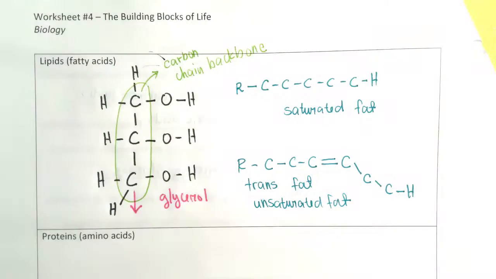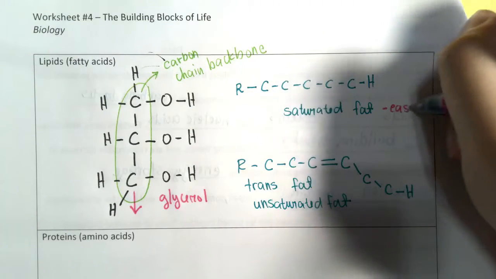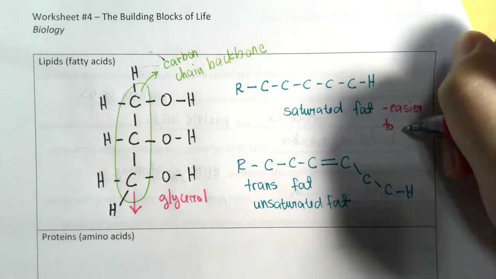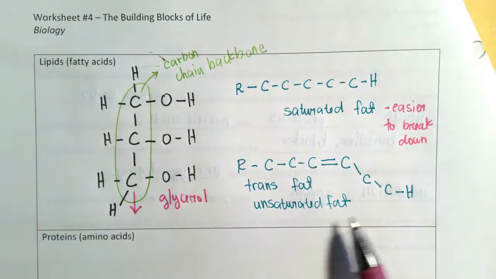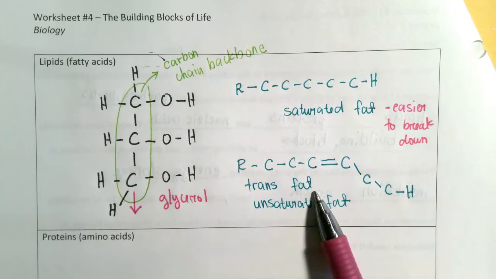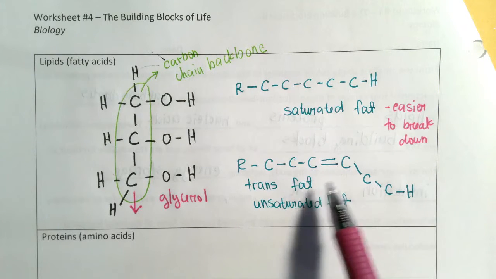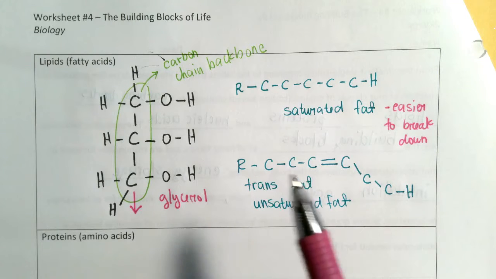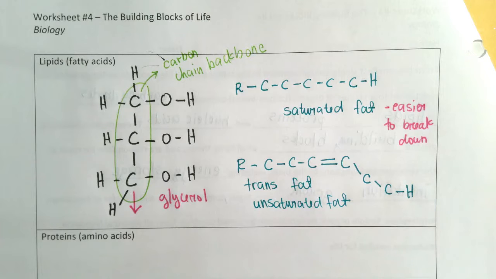One of the key differences would be this type of fat, saturated fat, is easier to break down compared to an unsaturated fat or trans fat. So in terms of food, it's not recommended to have a large intake of trans fat because it is not easy for our body to digest, so then it kind of just pulls together, versus saturated fat where it's easier to break down and then it's expelled by the body.